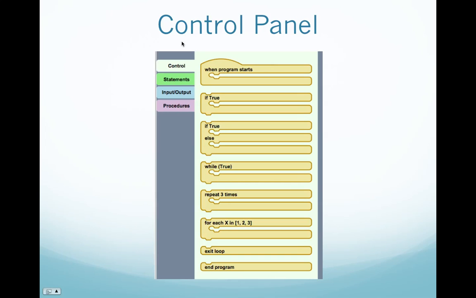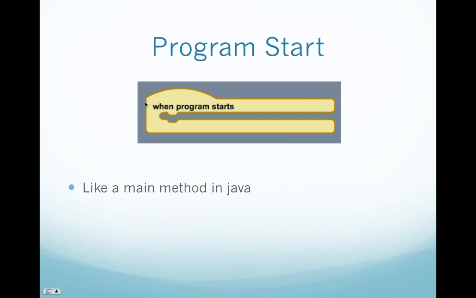Next I'm going to talk about the different panels, and first is the control panel. Every single Calico Jigsaw program must start with a when program starts block, and this is like the main method in Java.